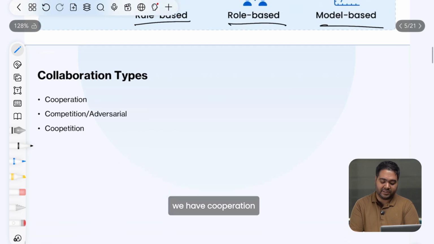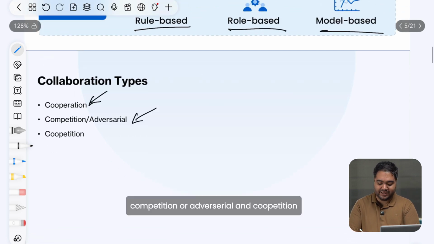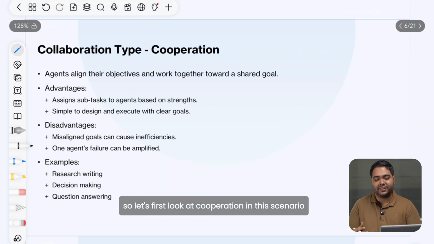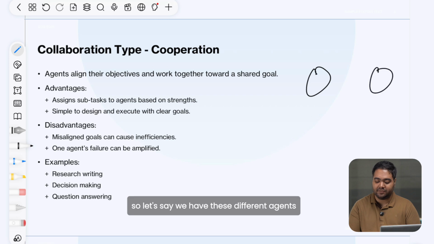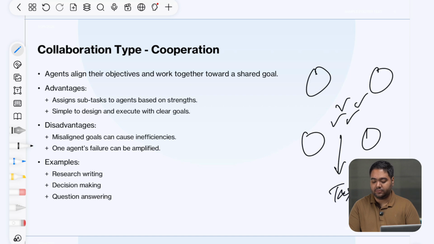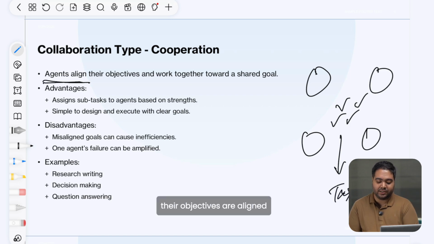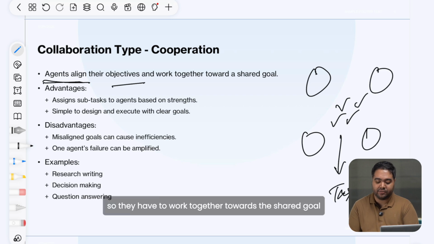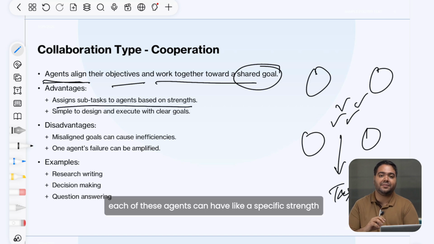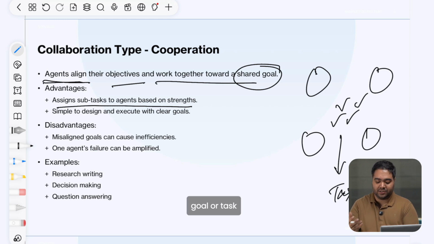We have cooperation, competition or adversarial, and cooperation. So let's first look at cooperation. In this scenario, different agents are working together to accomplish a single task or goal. Their objectives are aligned, so they have to work together towards the shared goal. The advantage is that each of these agents can have a specific strength or specialization, and they can use that to work towards the overarching goal or task.